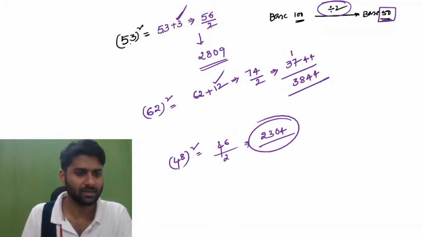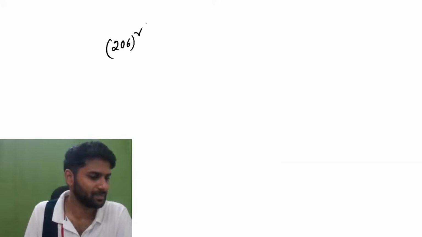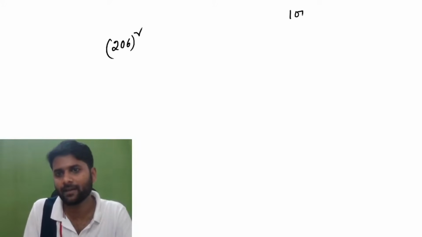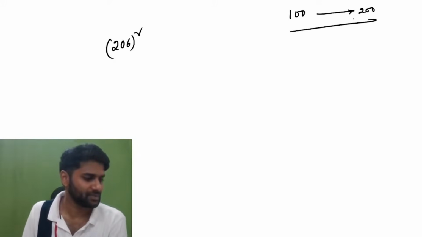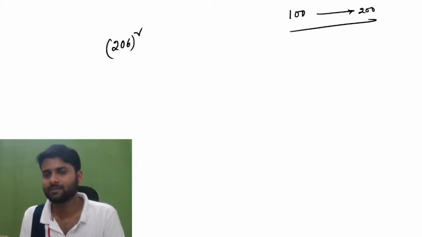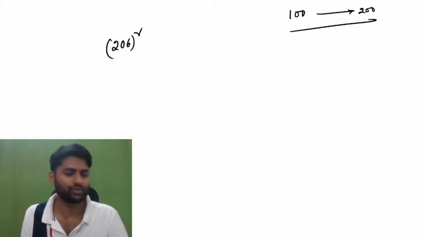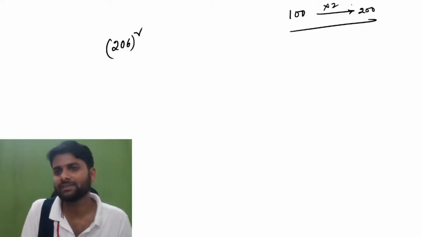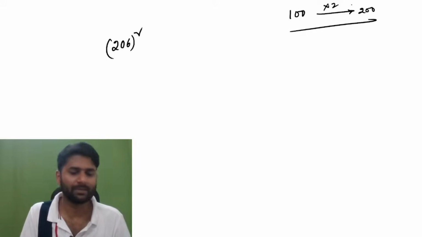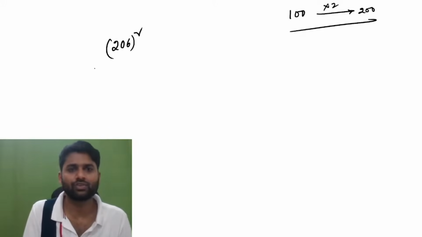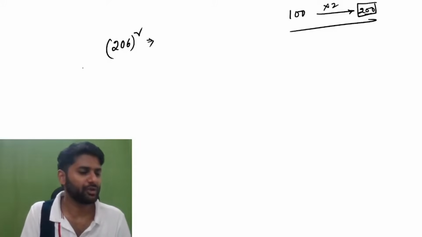So I hope you understand all the square values. Okay, let me take one more question. What about 206 whole square? Now instead of 100, you have to consider the base 100 becoming 200. So we are moving base 100 to 200, since 100 multiplied by 2 becomes 200. Now our base is 200, and we need to find the 206 square value.